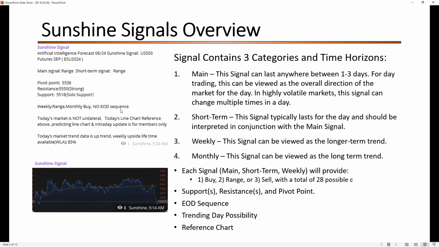And if the signal determines a trending day possibility, it will show up here as unilateral. Here, the signal is not detecting a trending day possibility. Finally, a reference chart will also be provided, which is one possibility of the market's movement for the day. However, the reference chart is not to be used as the exact move of the day, but simply a reference. In the following slide, we will take a look at how all of this can work together to help find higher probability trades.